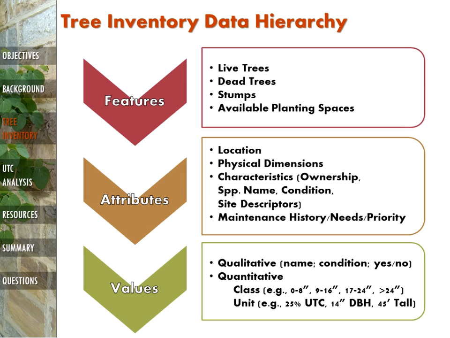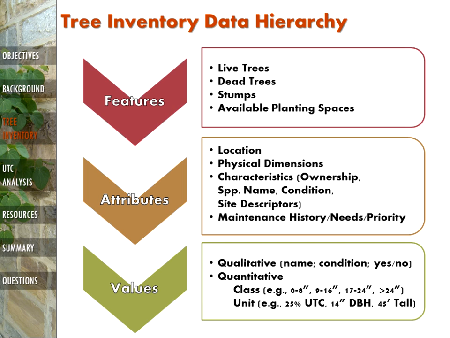Okay, so the final thing I want to talk about related to tree inventories is the data hierarchy. That is, what do the data look like that go into an inventory, and how do we understand it so that we make good decisions about what we measure and what we observe. So we break down the data hierarchy into three levels: features, attributes, and values.